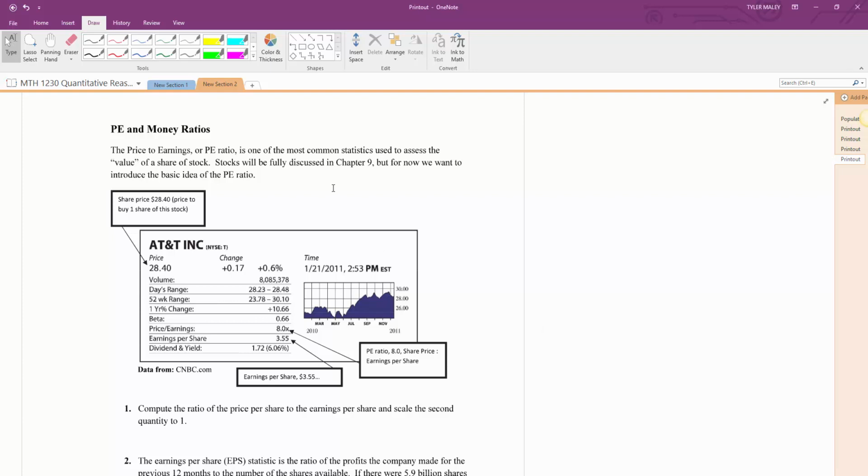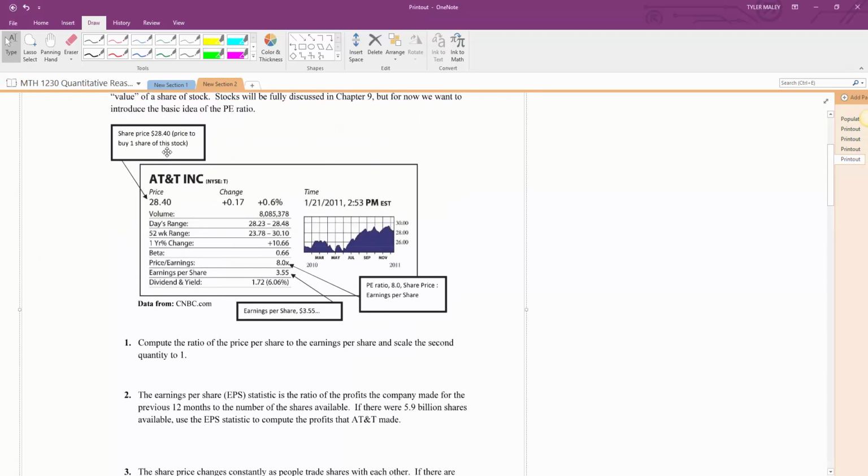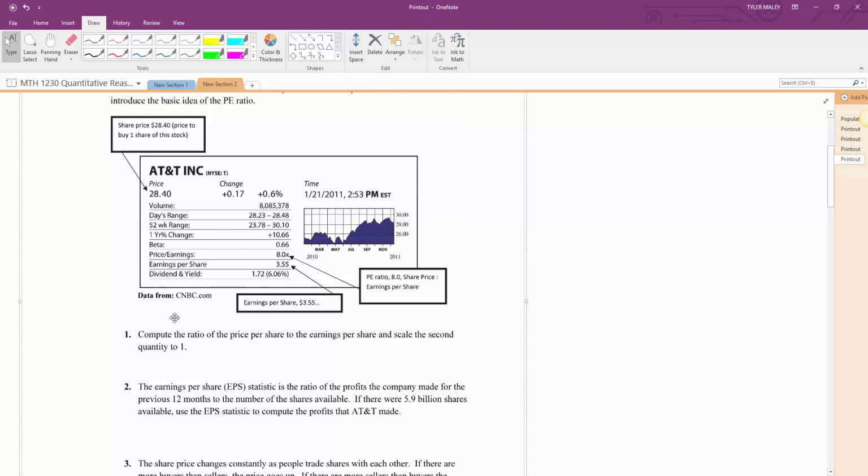Right below the paragraph I just read is a data table for the company AT&T. Notice this is taken from cnbc.com, so this is one website you can go to look up stock information if you're interested. A few things are pointed out here in the worksheet. The value listed where it says price, 28.40, is the share price, the price if you want to buy just one share of the stock.